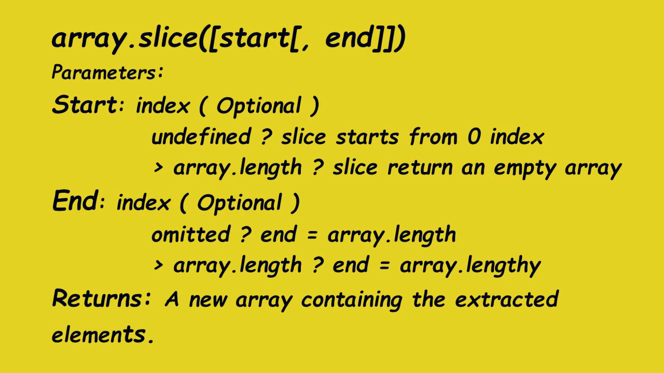If the value of start is undefined, the slicing starts from 0th index, whereas if the value of start is greater than array.length, slice returns an empty array. If the value of end parameter is omitted, then end is considered to be array.length. And if the value of end is greater than array.length, then end becomes array.length. Array.slice returns a new array containing the extracted elements.